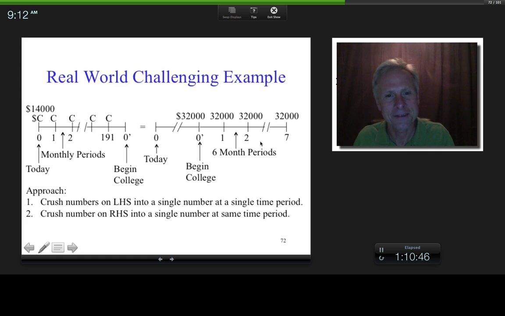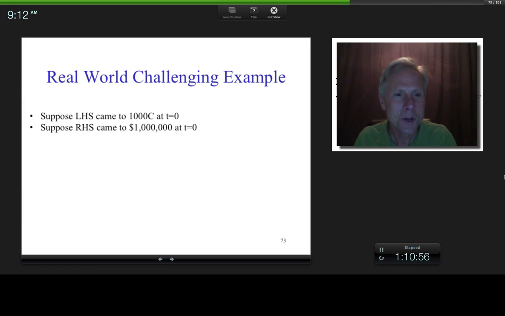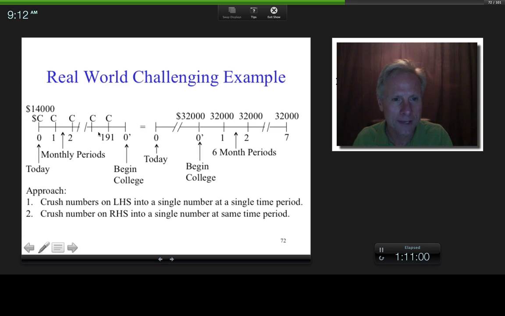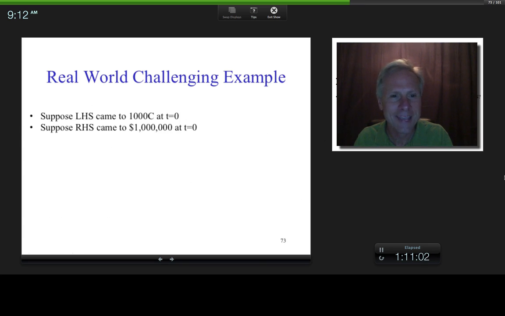I can, right? And then I can solve for C. Let me illustrate what I'm talking about with simple numbers. I'm going to make up these numbers. Suppose the left-hand side, all of that stuff, came to, say, 1,000 C. It's going to be some function of C, right? And that's at time 0. And suppose the right-hand side, those are all the payments, came to $1 million at time 0.